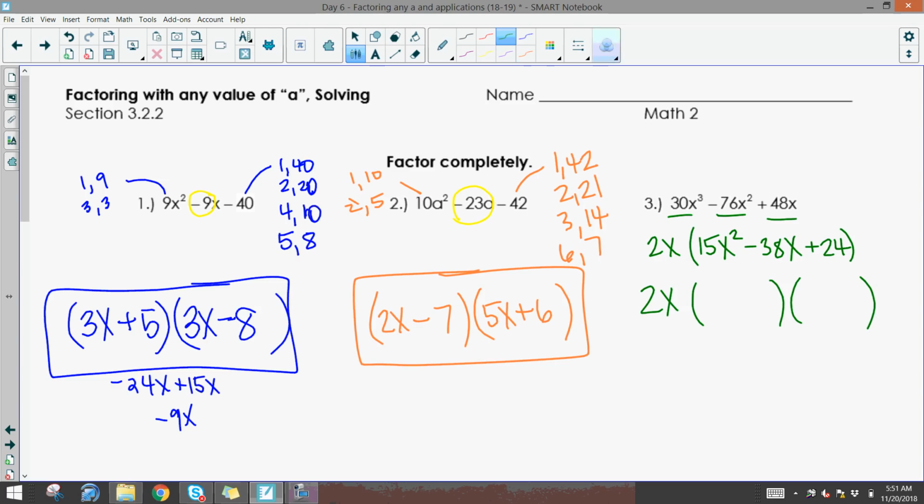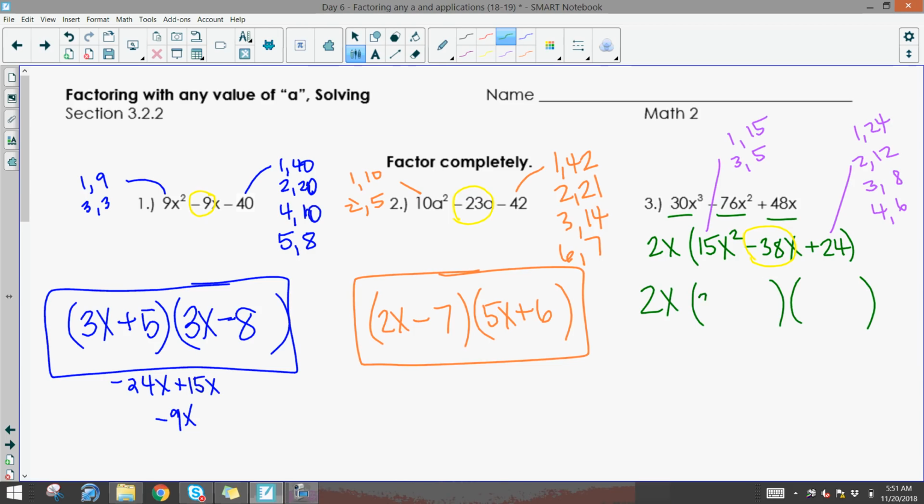Okay, so factors of 15 are 1 and 15 and 3 and 5. And then factors of 24 are 1 and 24, 2 and 12, 3 and 8, or 4 and 6. So we have a couple options there. So again, we're trying to get to the negative 38. That's what we want to be focused on in the middle there. So again, negative 38, not too far off.